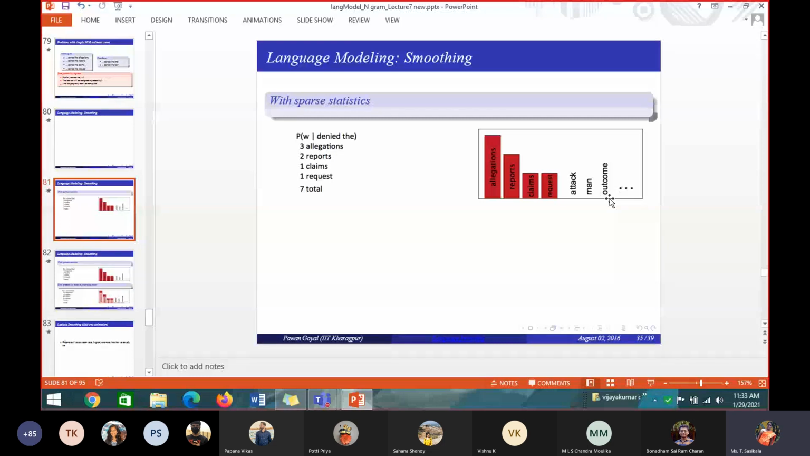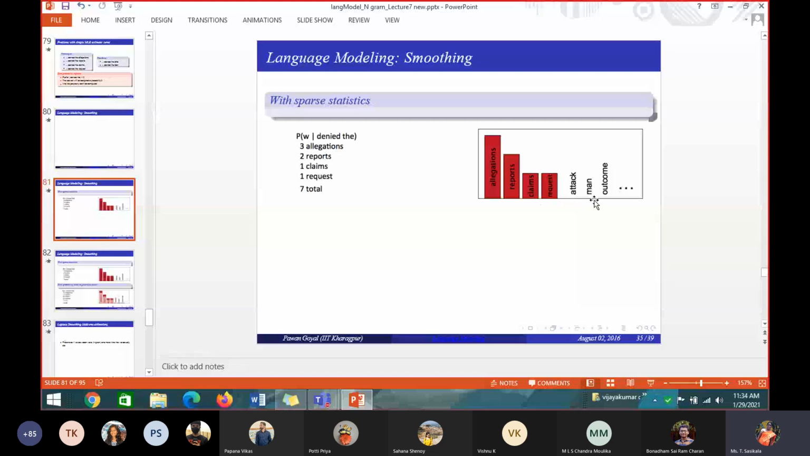Man given denied the, it is not seen in my training data, so it gives a probability of 0. Outcome given denied the, it is not seen in my training data, so it will give a probability of 0. That's why it is not given any bar here, because it is not occurring even 1 time in my training data. Denied the allegation is occurring 3 times, denied the report 2 times, denied the claims 1 time, denied the request 1 time, but attack, man, and outcome are not occurring at all.